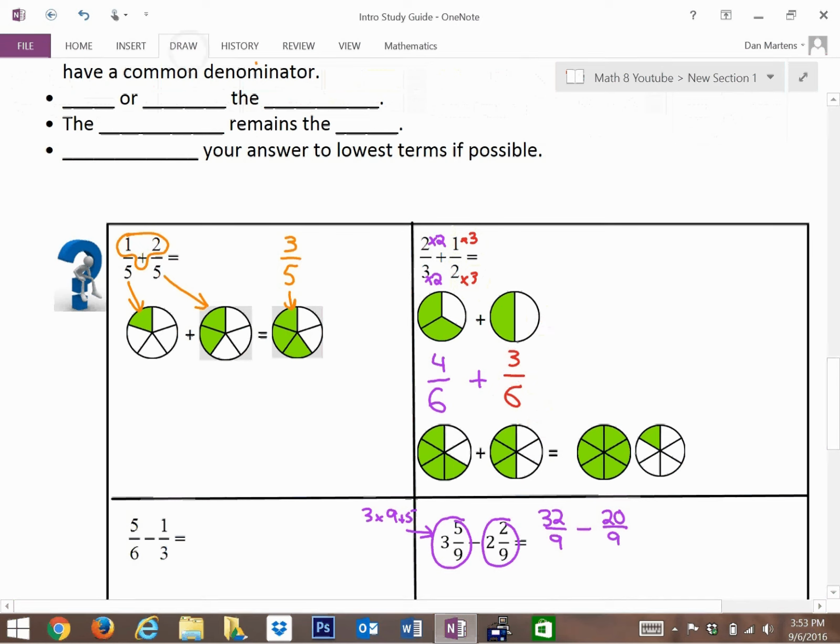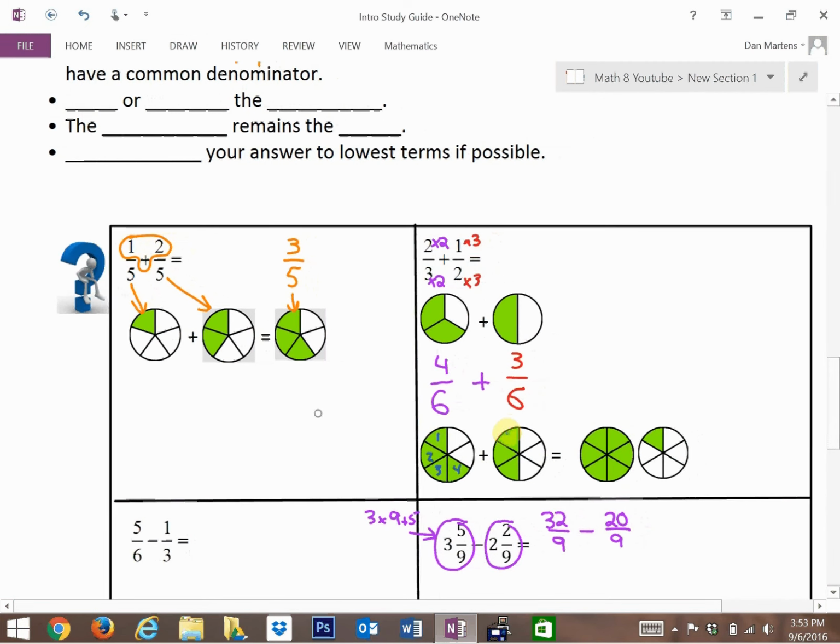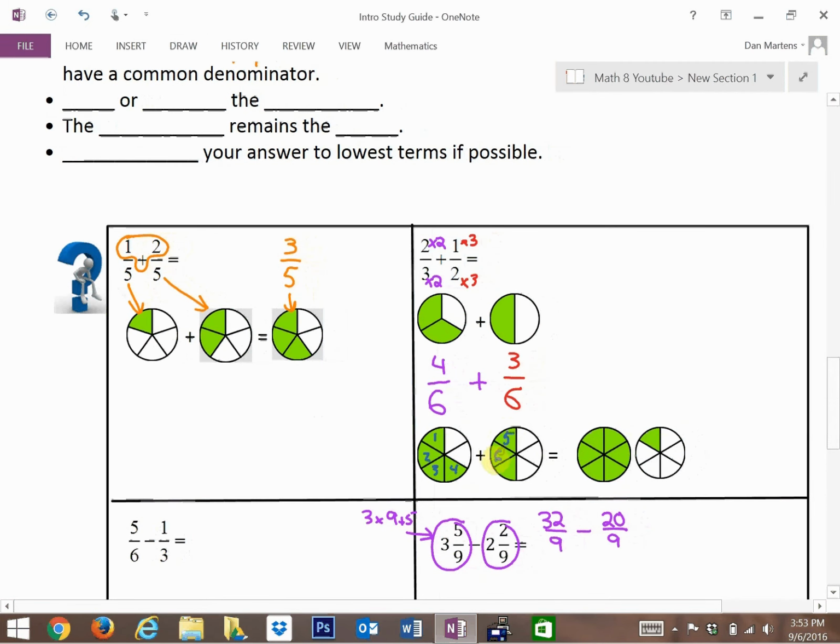We can even count them. I can show you right here. We have 1, 2, 3, 4, 5, 6, 7 sixths. So that's equivalent to a total of 7/6.